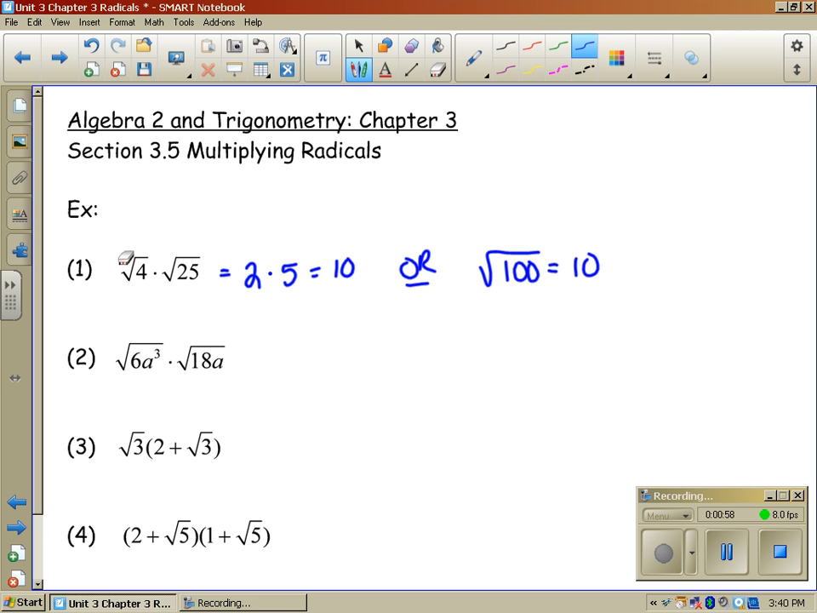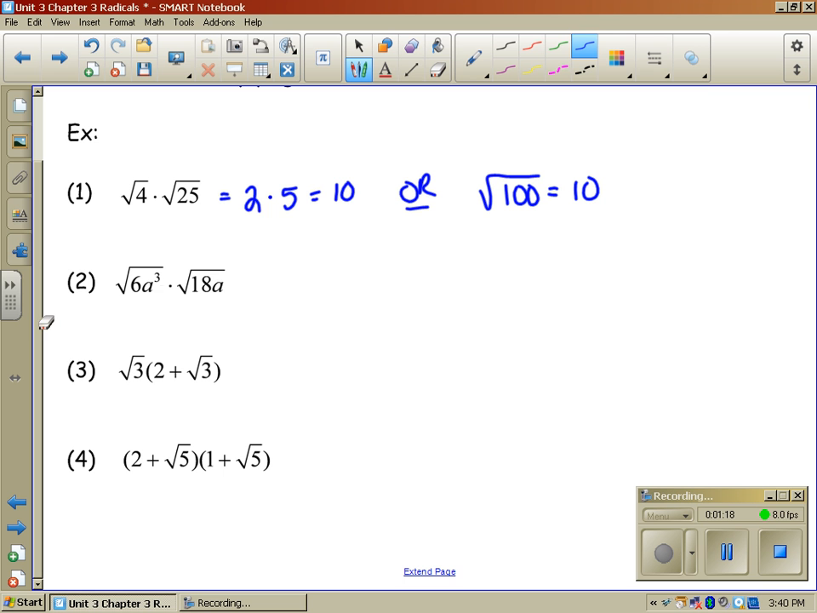So sometimes, like in this case, where these are perfect squares, it would make sense to do it this way. But if they're not perfect squares and they can't really be simplified, or they can be simplified but there's still going to be a radical left, sometimes it makes it easier to multiply first and then take the square root. So let's look at the second example.